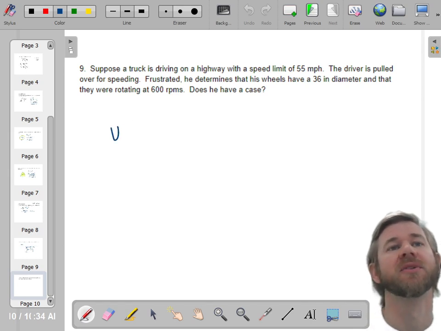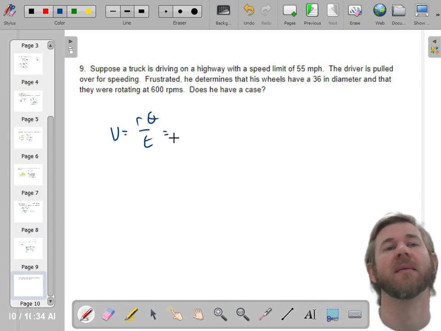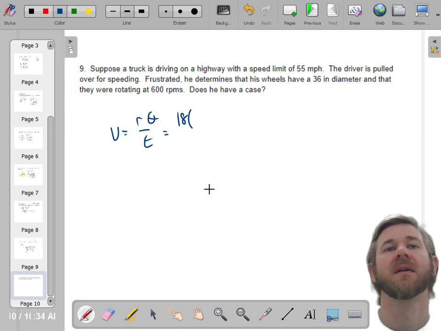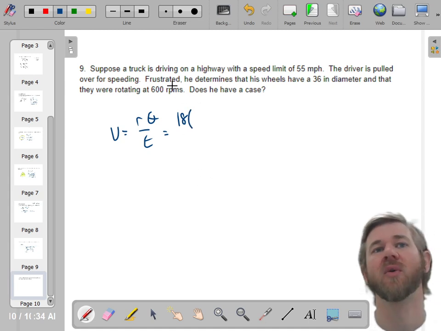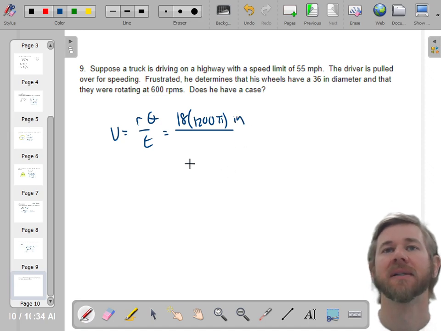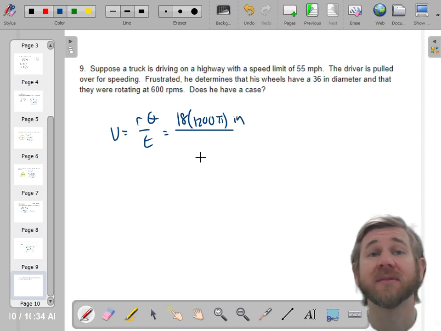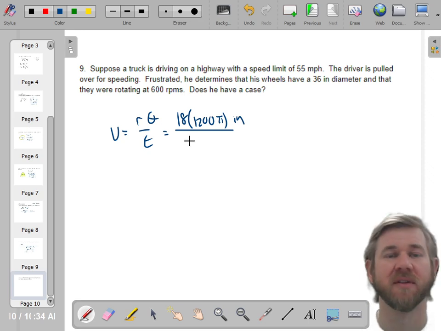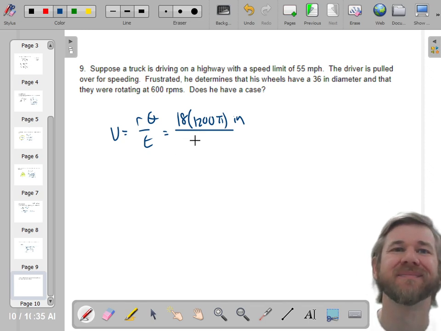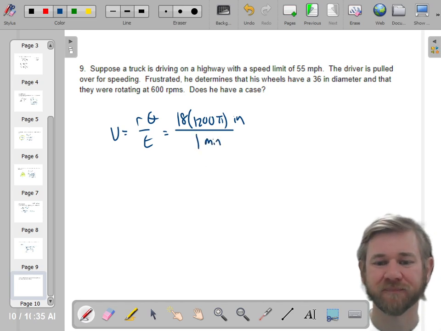I wasn't speeding. So we'll say the speed is r theta over time. The radius is 36. Nope, the radius is 18. He's going 600 RPMs, so 600 times 2 pi is 1200 pi. And we have to think about our units here. We need to get to miles per hour. Right now we're in inches per minute, so we'll say per 1 minute.